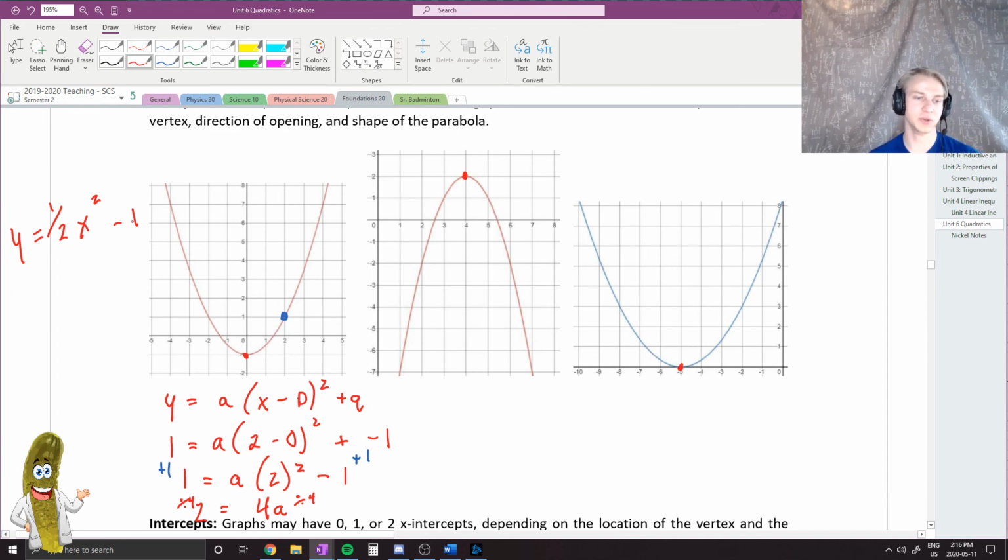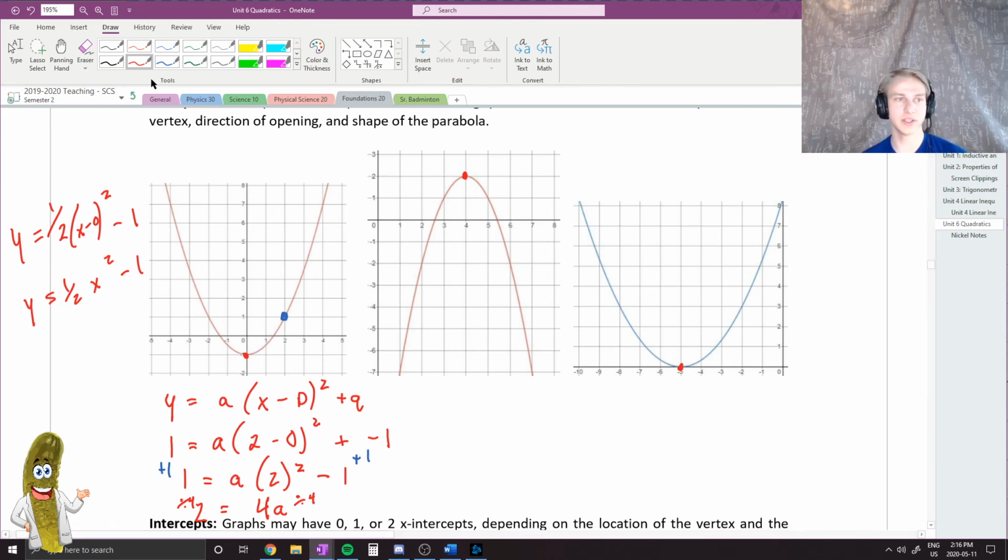And you could rewrite this in a different way if you preferred. You could write it as x minus 0 squared, but that simplifies down into y is equal to 1/2 x squared minus 1. So either one of those two would be fine in terms of your solution.